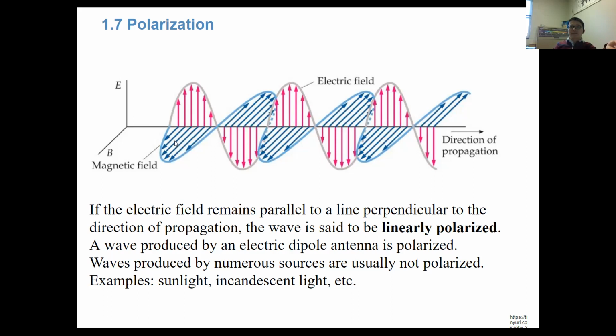For the electromagnetic wave, if the electric field remains parallel, along the direction of propagation, the wave is then said to be linearly polarized. A wave produced by a dipole antenna is polarized. Waves produced by numerous sources are usually not polarized, for example sunlight or artificial light bulbs, incandescent light, etc. Those are not.